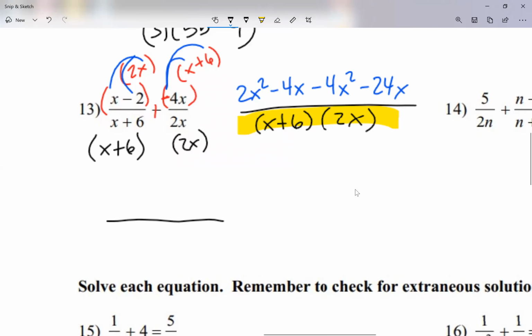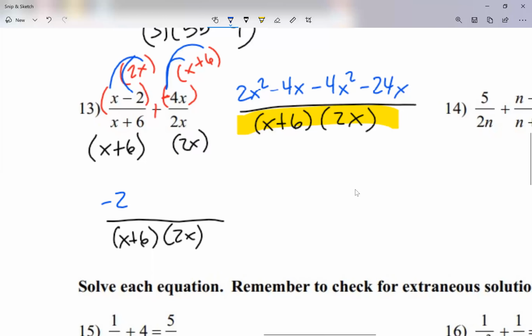So at the bottom, I have an x plus 6 and a 2x. I'm not doing anything to that just yet. On the top, let me combine my like terms. So when it comes to x squared, I get a negative 2x squared, right? A 2x squared minus 4x squared. It's a negative 2x squared. And then I can also combine the negative 4x with the negative 24x. That gives me a negative 28x.